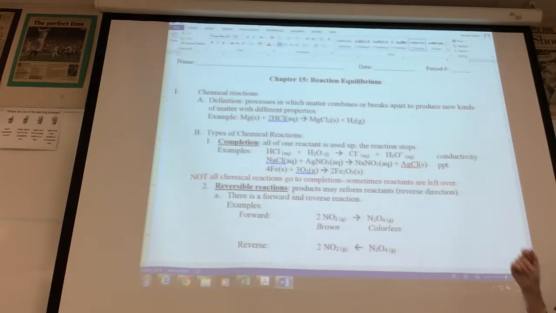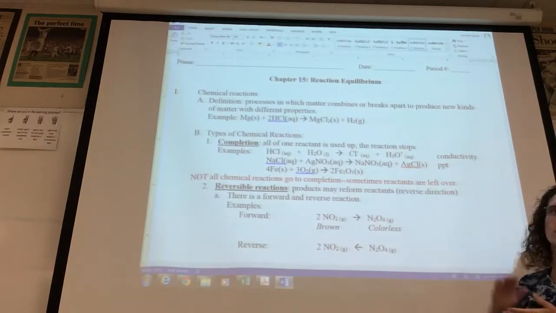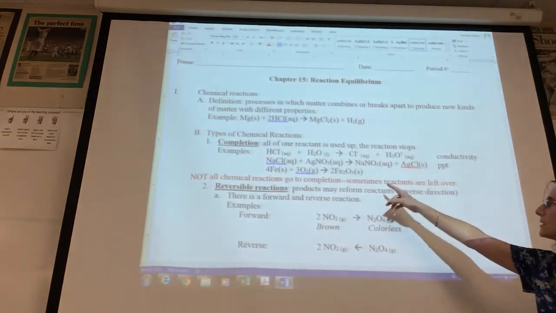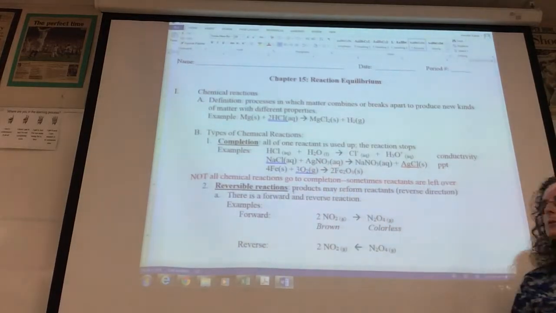Earlier in the year, we reacted sodium chloride with silver nitrate. We generated sodium nitrate and silver chloride, which is a white precipitate. That's an experiment you did do earlier in the year. The reaction goes to completion. You get a solid substance from aqueous substances.